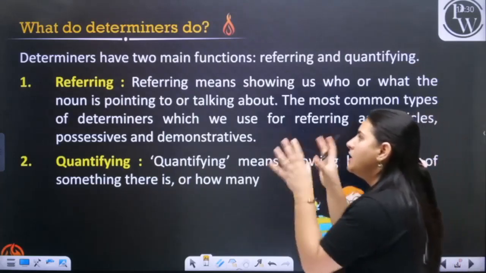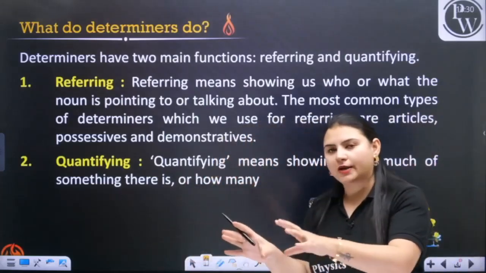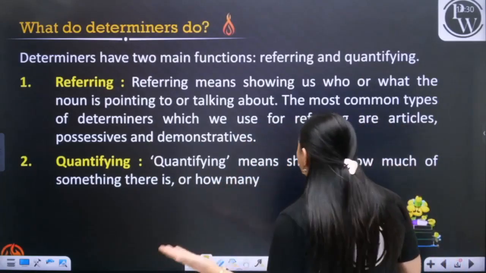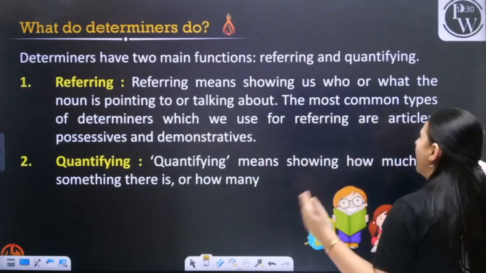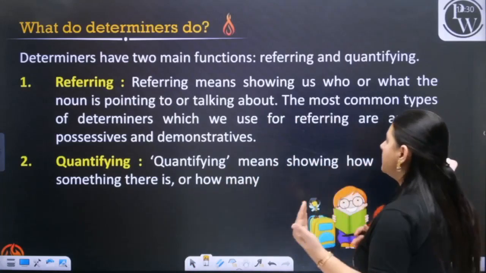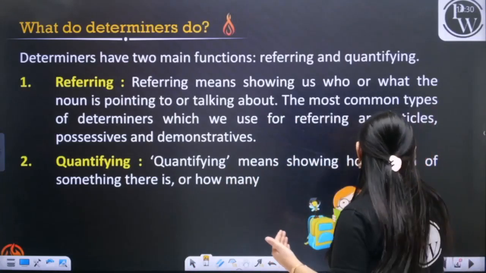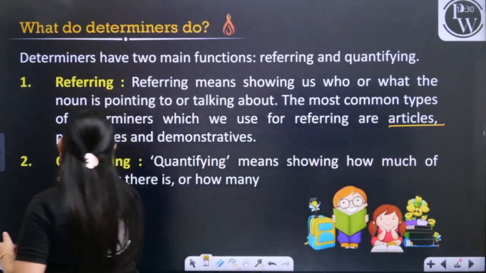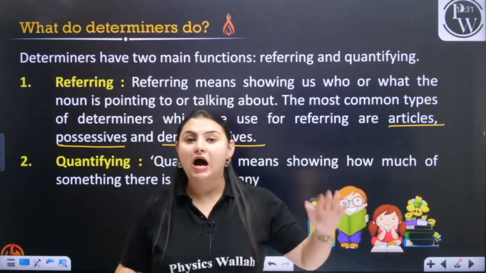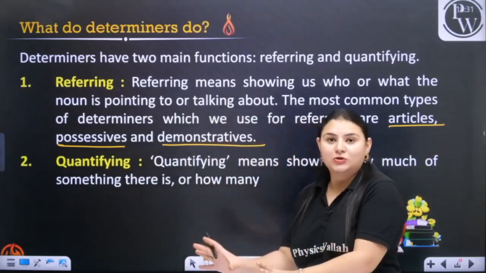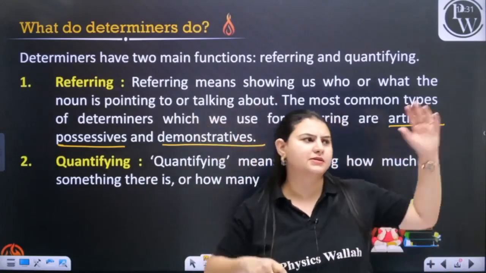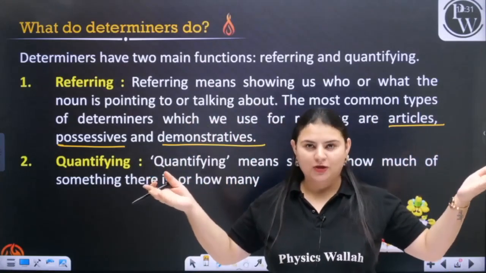Let's learn what determiners basically do, what their functions are. The determiners actually refer and they quantify. Referring means showing us who or what the noun is pointing to or talking about. The most common types of determiners which we use for referring are articles, possessives, and demonstratives. They refer to the nouns.